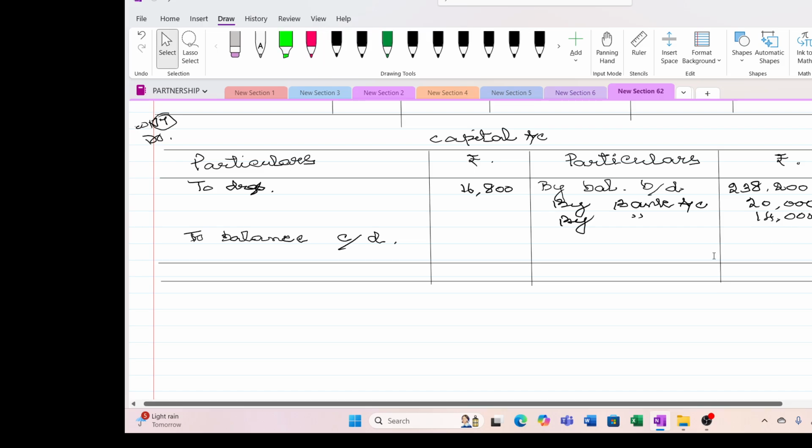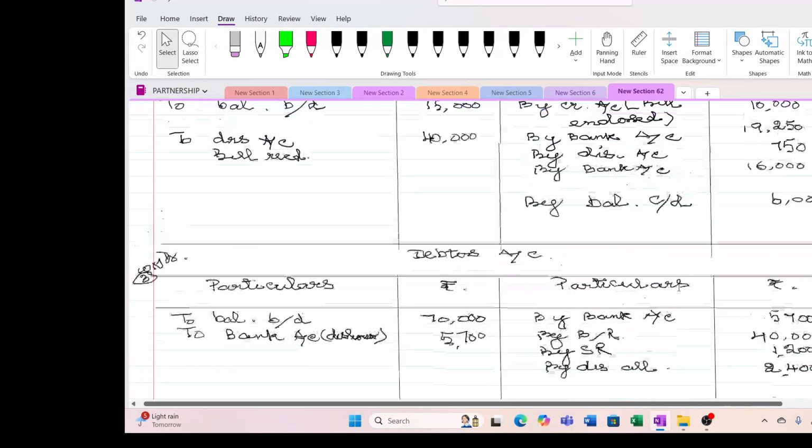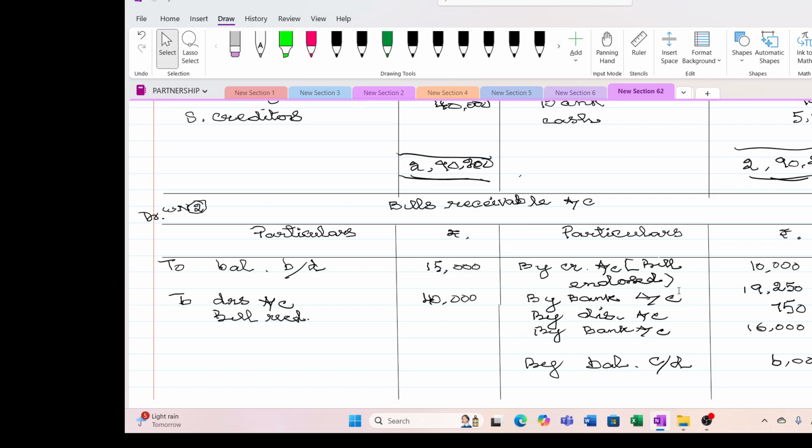Okay. So now we will move on to, first, closing the bills receivable account. When you close a bills receivable account, you should see the four items. The opening balance is available, and the closing balance is available. Bills received is also available. This will be your balancing figure, or whatever amount you are receiving will be the balancing figure.